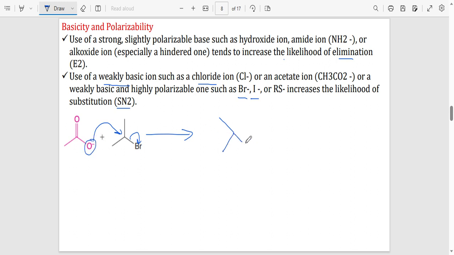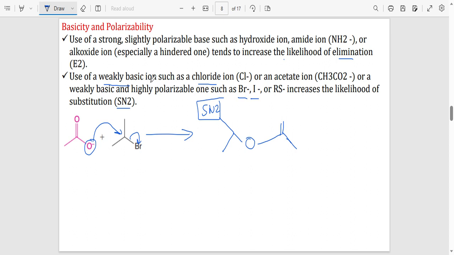I'm going to write the oxygen here, and then I'm going to write it like that, and then we have got something on top like that, and even like this. So this will be the major product, and this is happening by what? By SN2 only. Why is it SN2 only?